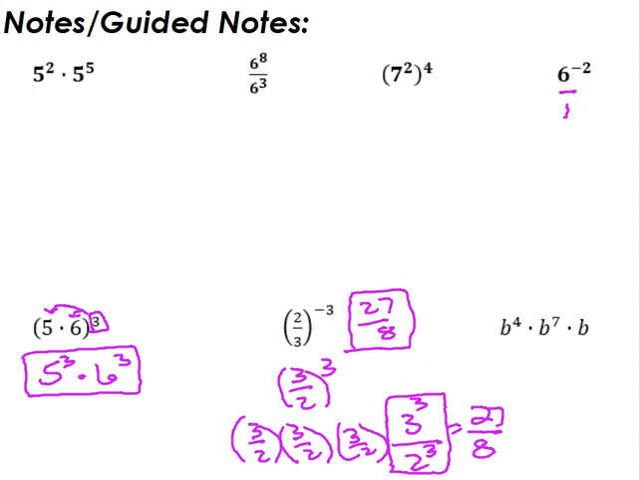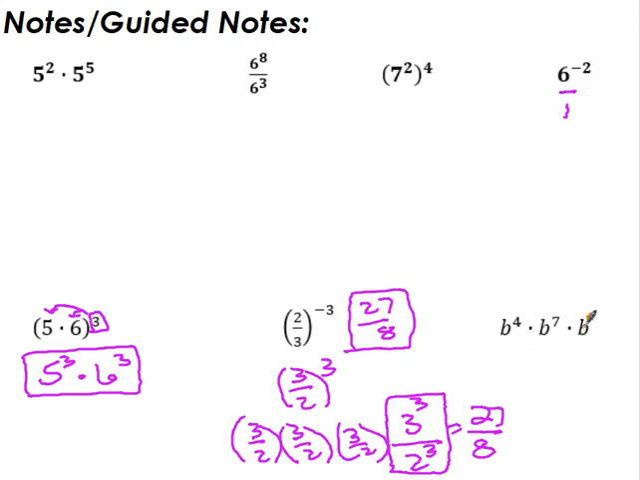Okay, finally with variables, it doesn't change the process. So I have the same variable 3 times here. So I'm multiplying this 3 times. I have b times b times b. But I have b to the 4th, b to the 7th, b to the 1st power. If there's not an exponent there, it's just a 1.